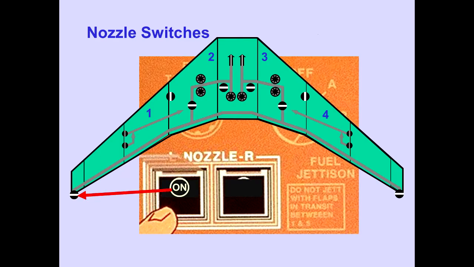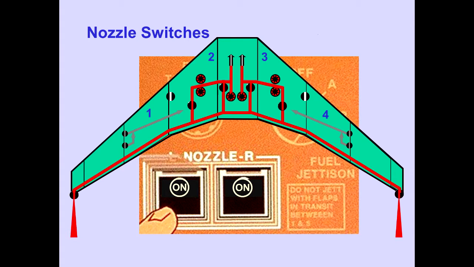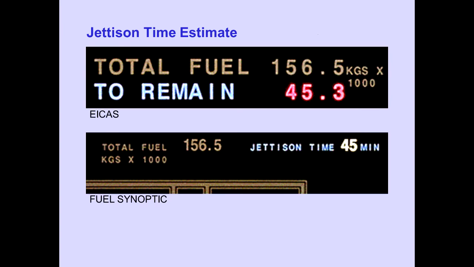Pushing the left or right guarded nozzle switch opens the respective jettison nozzle valve. Pushing one or both switches also allows the jettison control system, through the fuel system management computer, to position the fuel jettison valves and operate the override jettison pumps, which begins fuel jettison. Jettison time is initially estimated using pre-programmed rates. 90 seconds after jettison starts, the time to jettison updates based on actual fuel quantity rate of change.